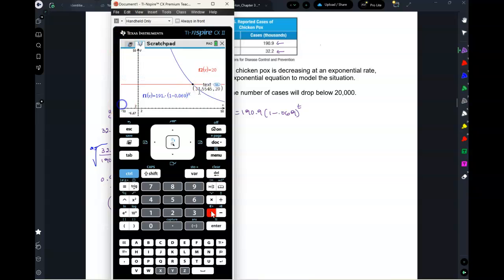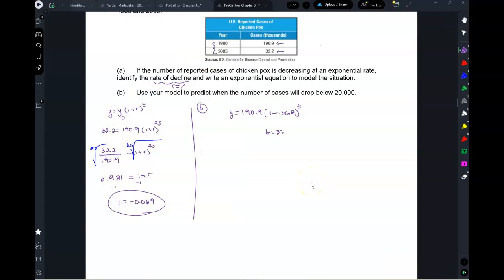So right here, if I find the point of intersection, here we go. So t is 31.555 years. Okay? All right, and there we have it.